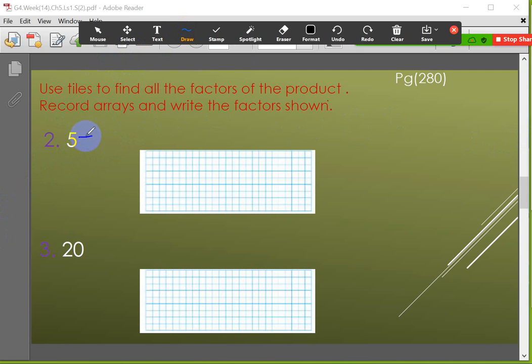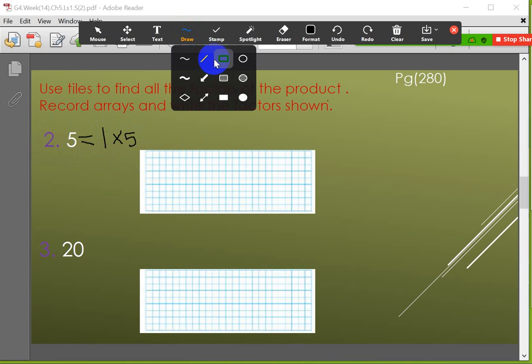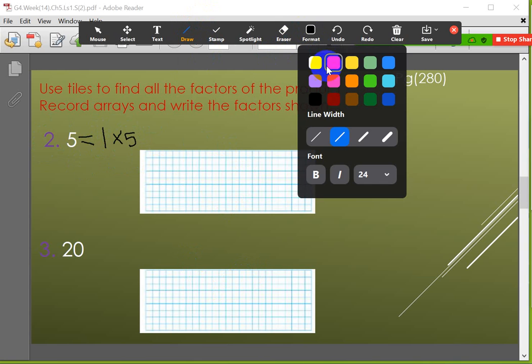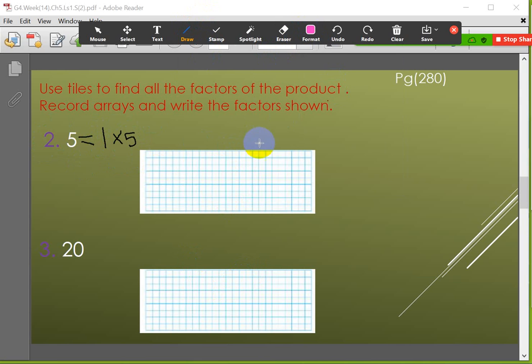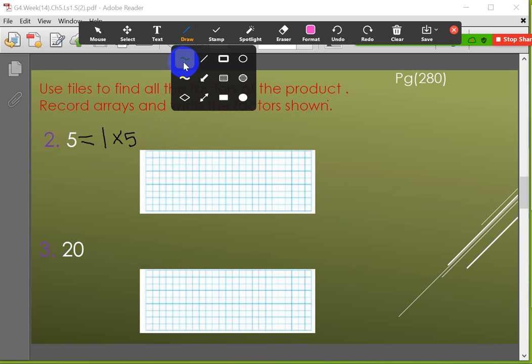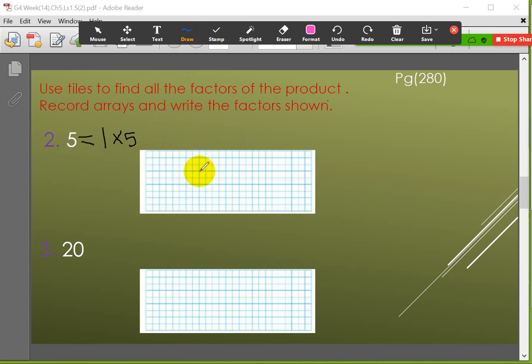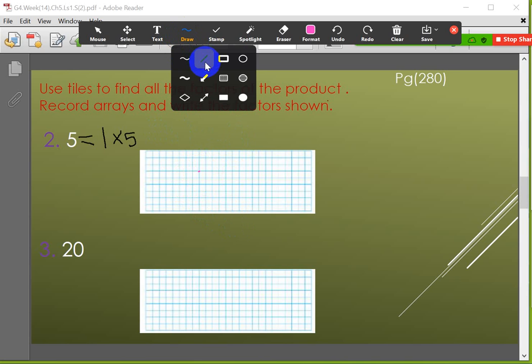So, the factors for 5 are two numbers multiplied by each other. The answer will be 1 multiplied by 5. Now I want to draw the model that represents 1 multiplied by 5. How will I draw it, girls? Look at me. First thing, choose any point you want, like this one. Okay, now focus with me, Rina.